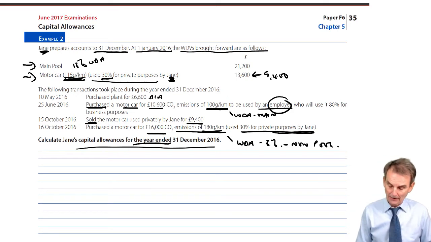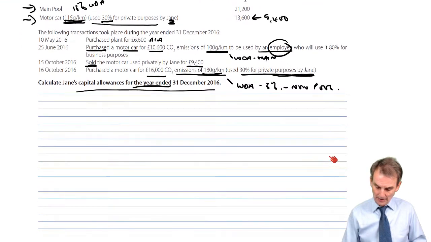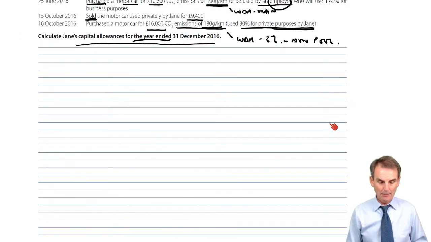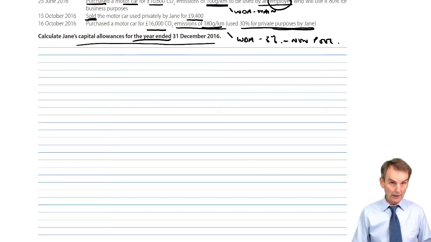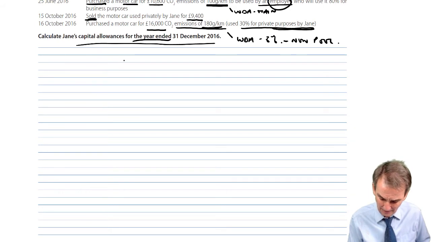All right, having read through all that information, a lot going on here, we now need to set up our capital allowances computation. And on this one, we're going to need a lot of room. There's going to be a lot of columns that we need. We know that we do have expenditure during the period that attracts AIA. So we're going to need an AIA column.